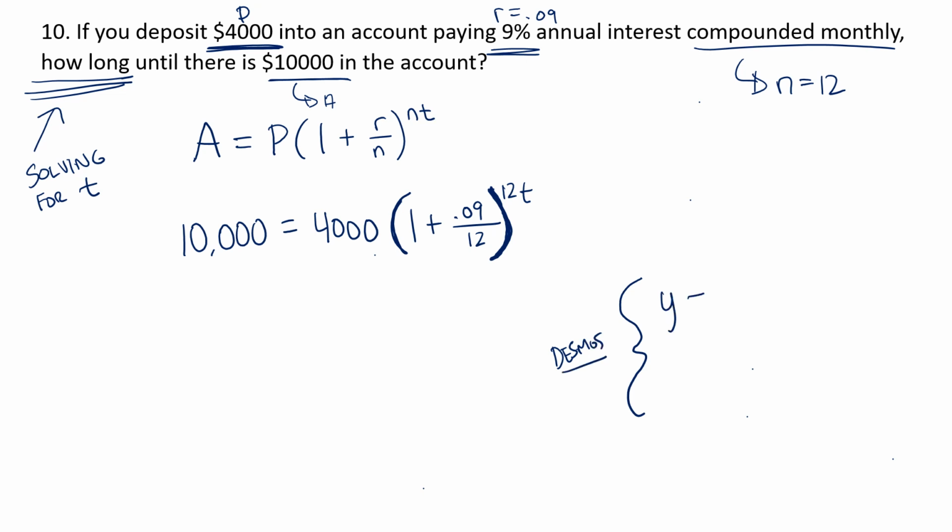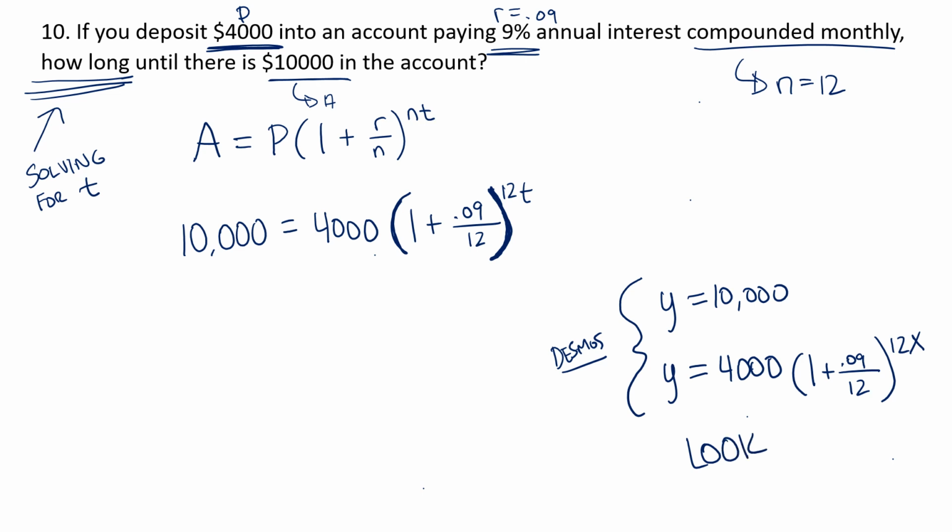And you could graph y equals 10,000, and then y equals 4,000 times (1 plus 0.09 over 12) to the 12. Now, when you're graphing on Desmos, don't use a t, use an x. It won't graph if you do a t. So you can graph this and then look for the intersection. Now, the y of the intersection is definitely going to be 10,000, so you are looking for the x value of the intersection. That would be the time. And since these are really big numbers, you'd really have to scroll out on Desmos in order to see that.